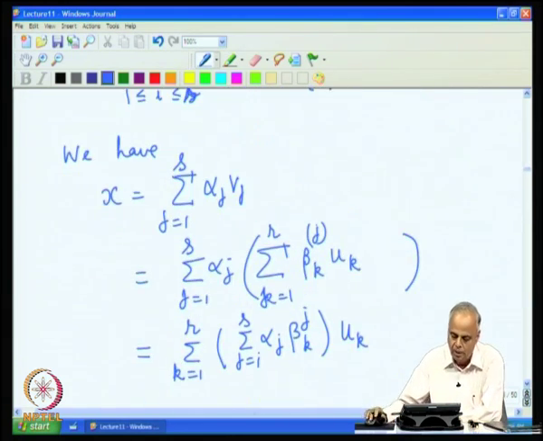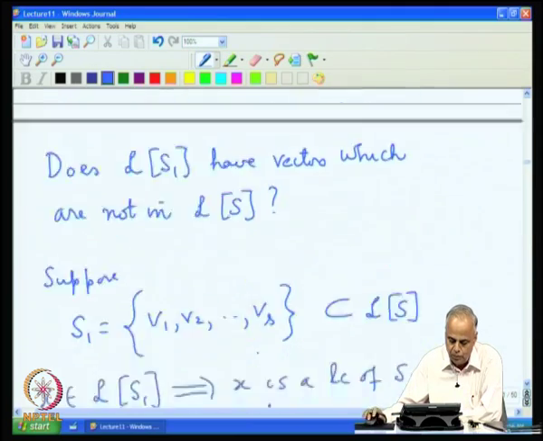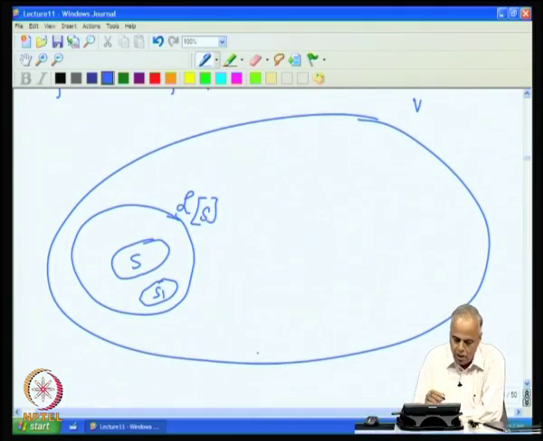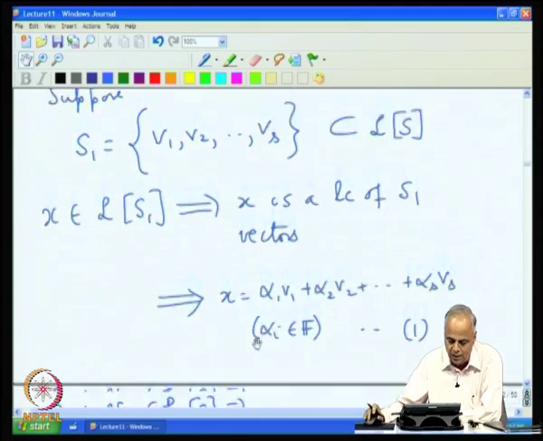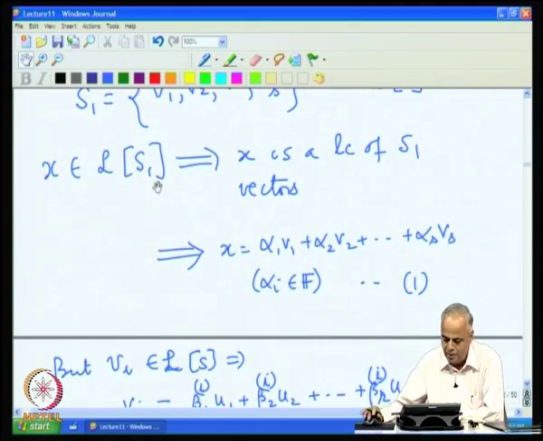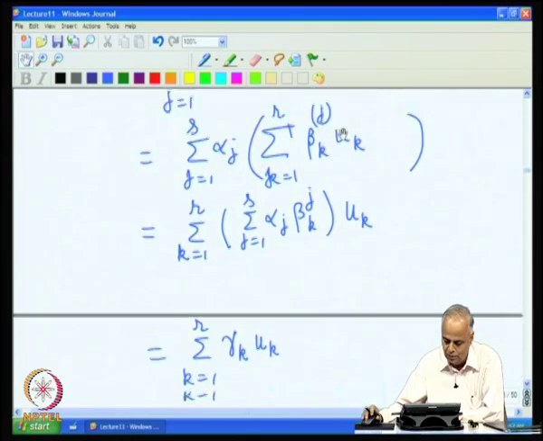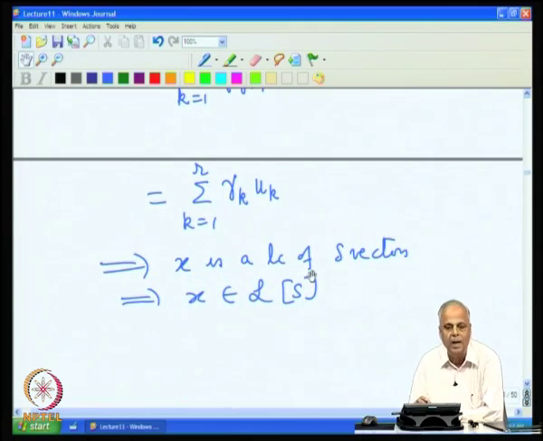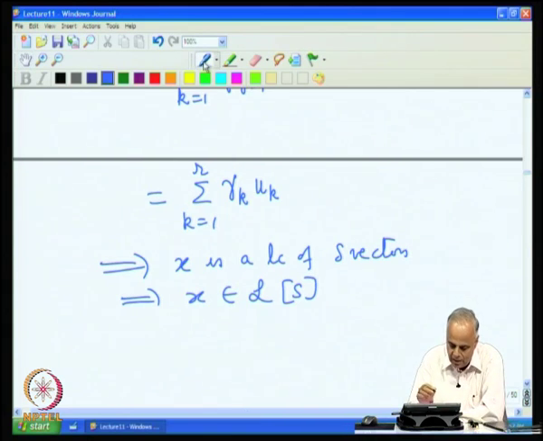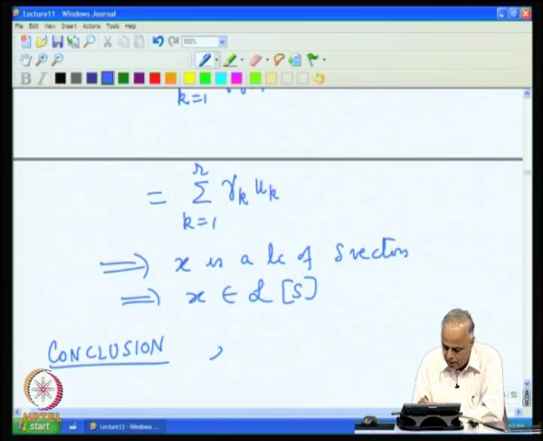So, what is the impact of all this? What we have shown is that you start with S, then you build Ls, inside Ls you pick a small S1 and you try to build LS1, LS1 does not go outside Ls. Whatever vector x in LS1 you chose, that goes back to Ls. So, any vector x in LS1 must be in Ls. So, the conclusion is that LS1 is contained in Ls.